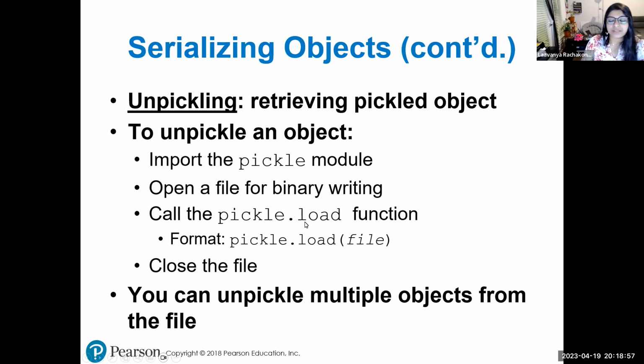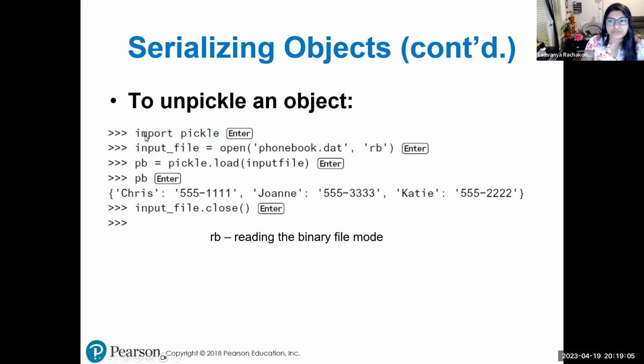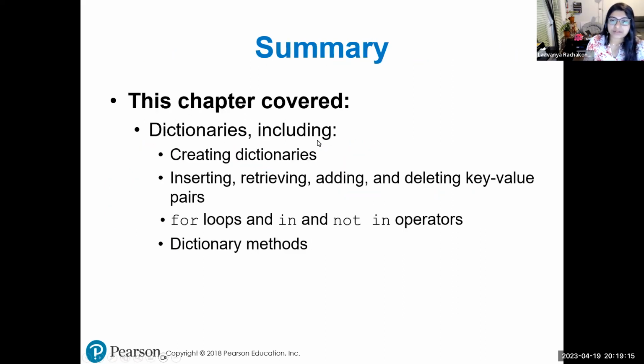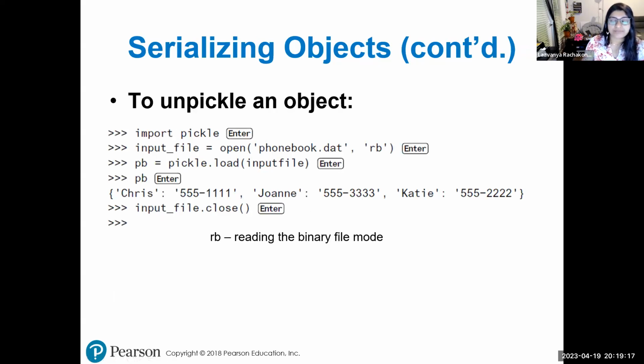Then call the pickle.load function here and then close the file. So pickle.load file is your main function. So import pickle, input file, whichever file that you want to access. And when you are using files, we have to make sure that this file exists and that it is also in the same directory as our .py program.